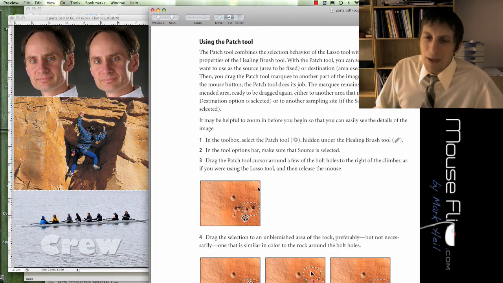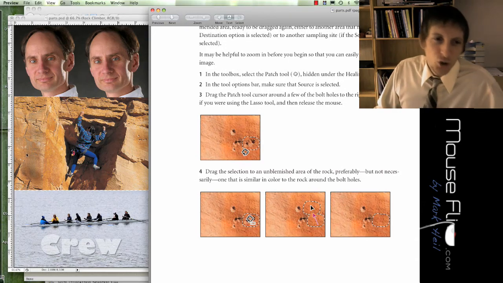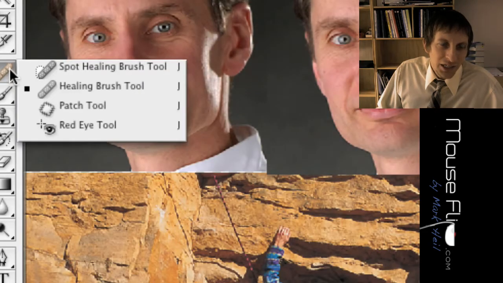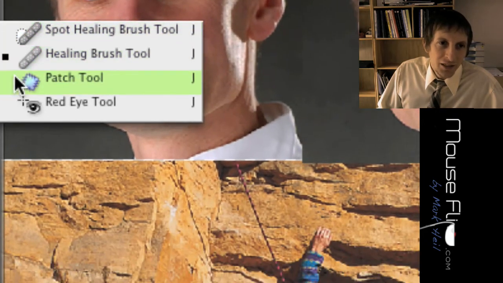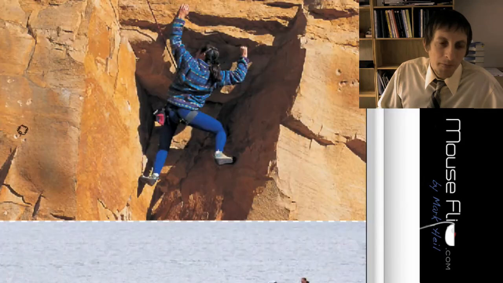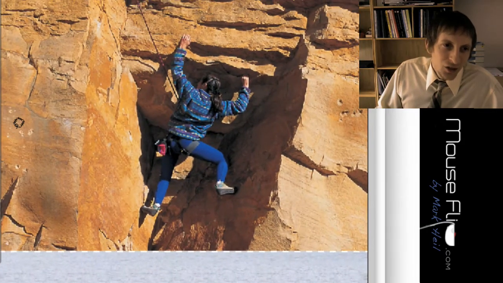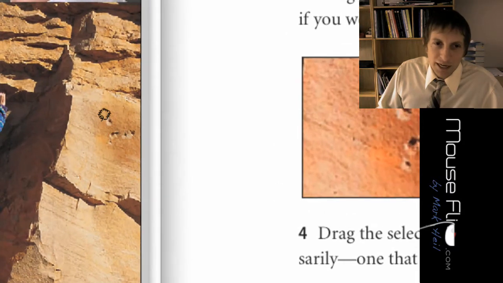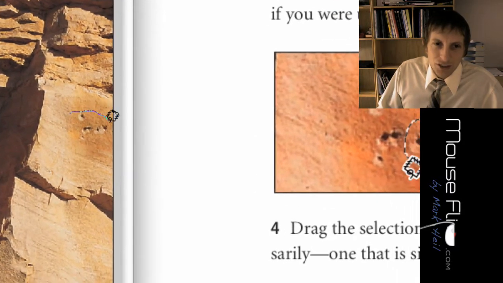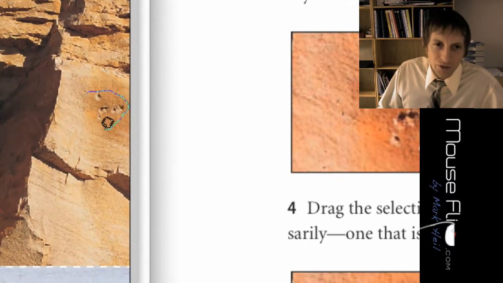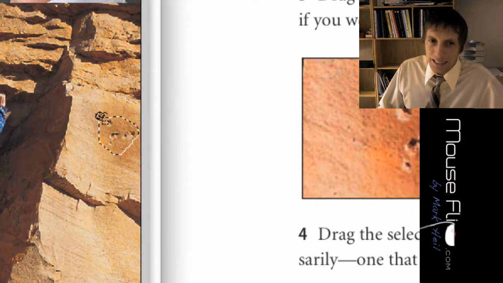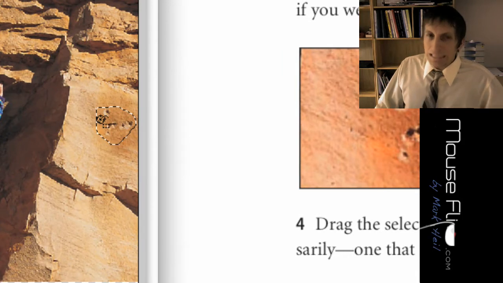Okay, next we're going to use the patch tool to take off some of these bullet holes. So let's go ahead and choose our patch tool. Our patch tool is right in here, the letter J, and then go to patch tool. Let's just use the one on the right side. Draw a circle around the bullets. Make sure you close it so it connects. And then you'll see the marching ants.